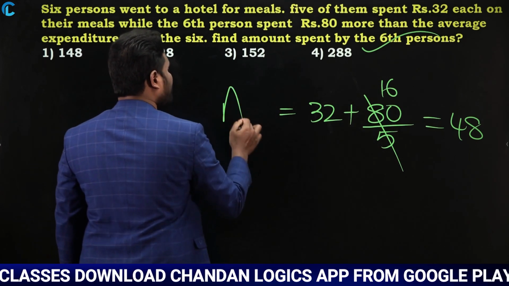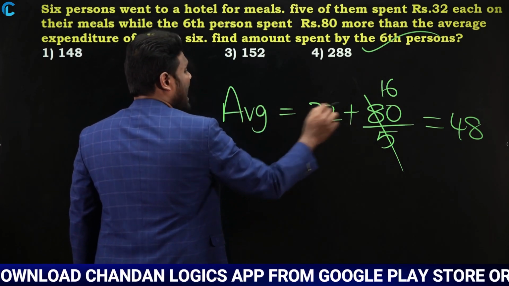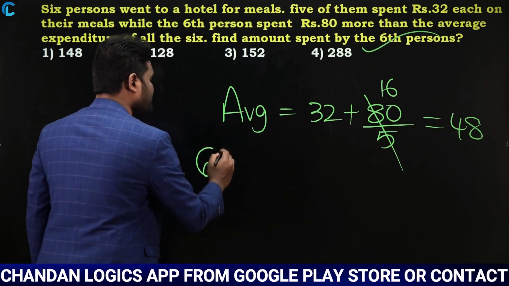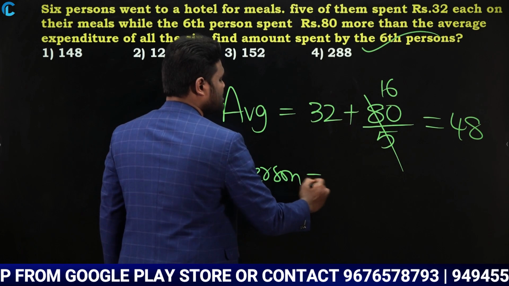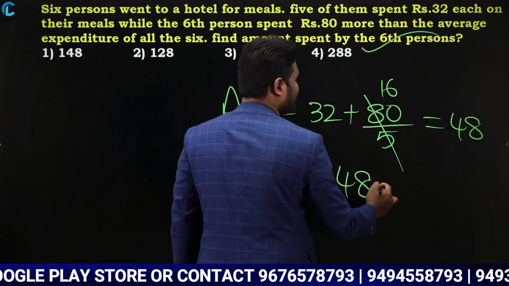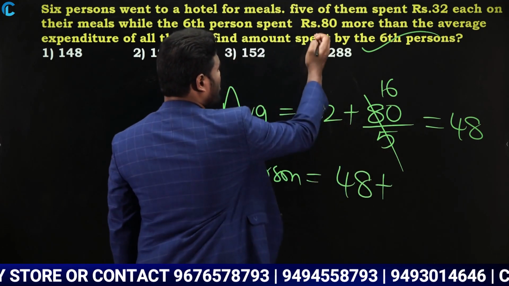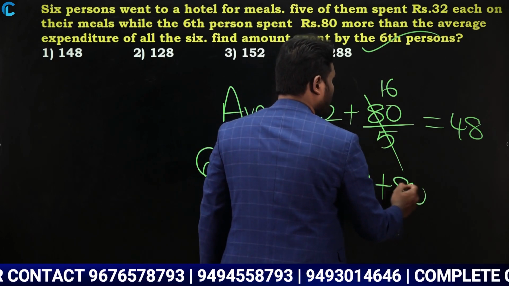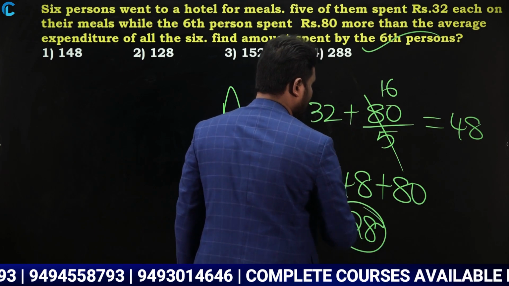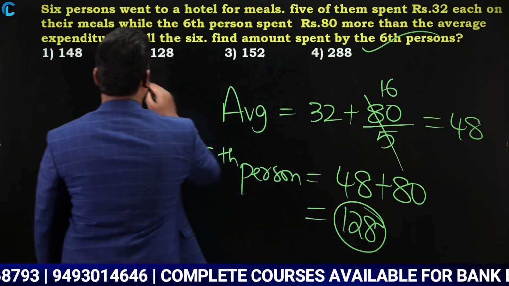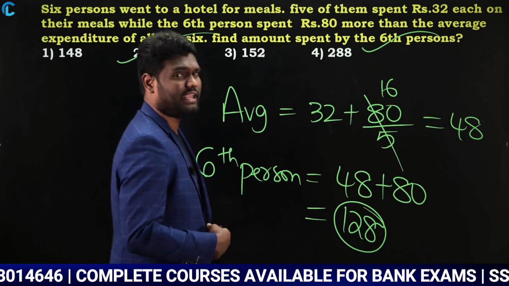Now look here, whatever we have found now, this is the average. Average is 48. Then the amount spent by the 6th person is equal to how much? 48 plus he has spent how much more? He has spent 80 rupees more, which means 48 plus 80, which is going to be 128, which means the amount spent by the 6th person is going to be 128 rupees.